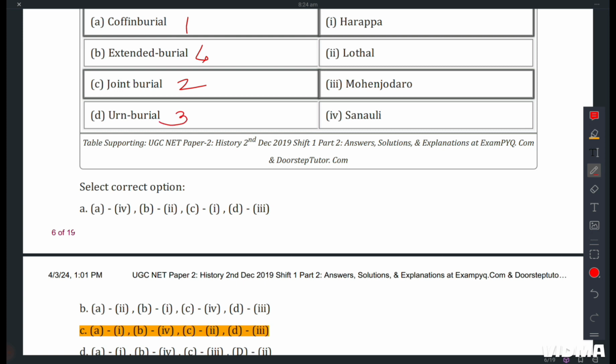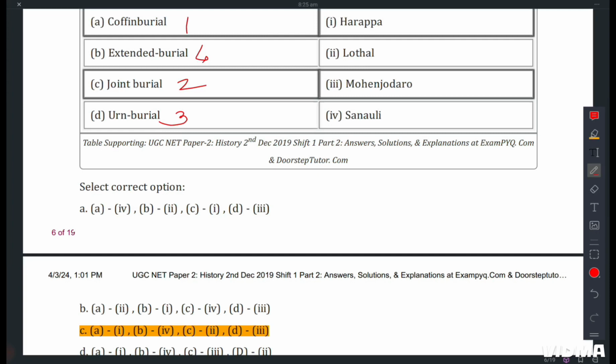Okay. Coffin burial system found in Harappa. The body has been wrapped in a shroud and was then placed inside a wooden coffin, which was entombed in a rectangular pit surrounded with burial offering in pottery vessels. And then Lothal, the joint burial, one male and one female. Okay.